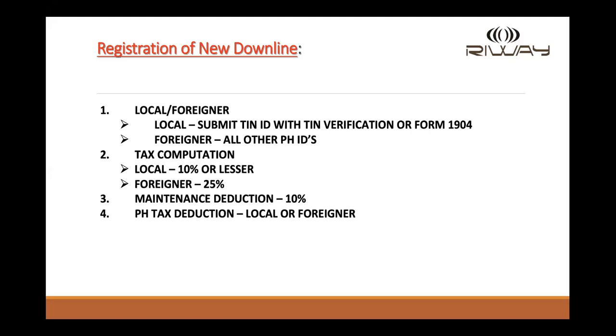So the tax deduction is totally reliant on what kind of ID you submit. If you want to be registered as a local, then you have to submit TIN ID with or without picture. If without picture, you submit another legal ID that has a picture. And then you must submit a TIN verification or form 1904, either of which needs the BIR stamping, the BIR chop. Otherwise, we have to register you under foreigner.